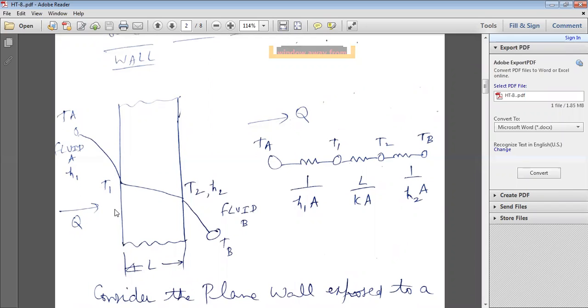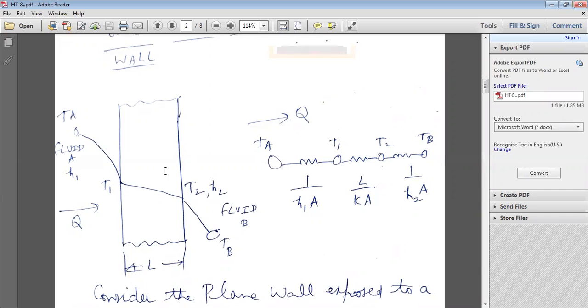Now, how do we calculate the heat transfer rate Q? The overall temperature difference is TA minus TB. On the left side is convection at TA, and on the right side the temperature finally drops to TB. In between there are two temperatures, T1 and T2. That's why the overall temperature drop is TA minus TB.